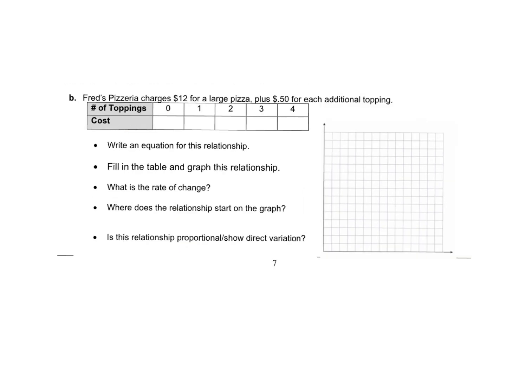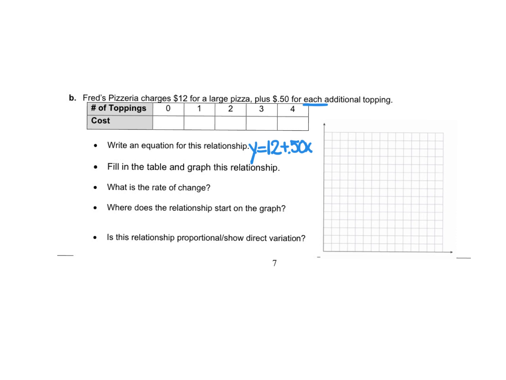For our next one, it says Fred's Pizzeria charges $12 for a large pizza plus 50 cents for each additional topping. So it says write an equation for this relationship. So we're going to have y is equal to, and we're only going to pay the $12 one time. That's for the pizza. And then it charges 50 cents for each additional topping. And so each additional topping, we know that that's going to be our rate of change.